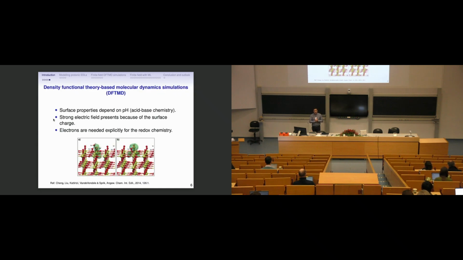As you can see, if you want to model this process, you have to handle the surface acid-base reactions. And also, when you have the electric double layer at the surface, it creates a strong electric field, which requires treating the polarization environment properly. And we also want to look at the reactivities. That's why the method of choice for us is density functional theory-based molecular dynamics simulation, so DFTMD.